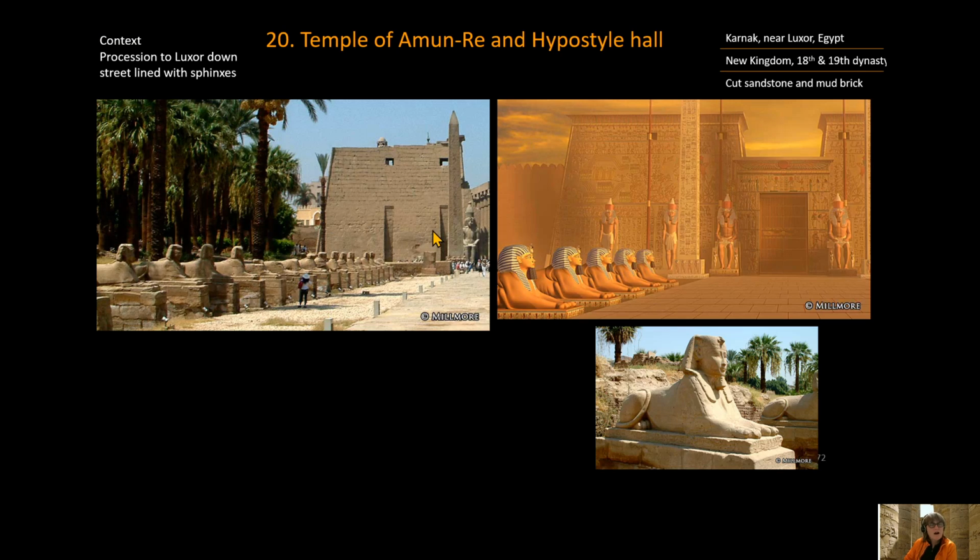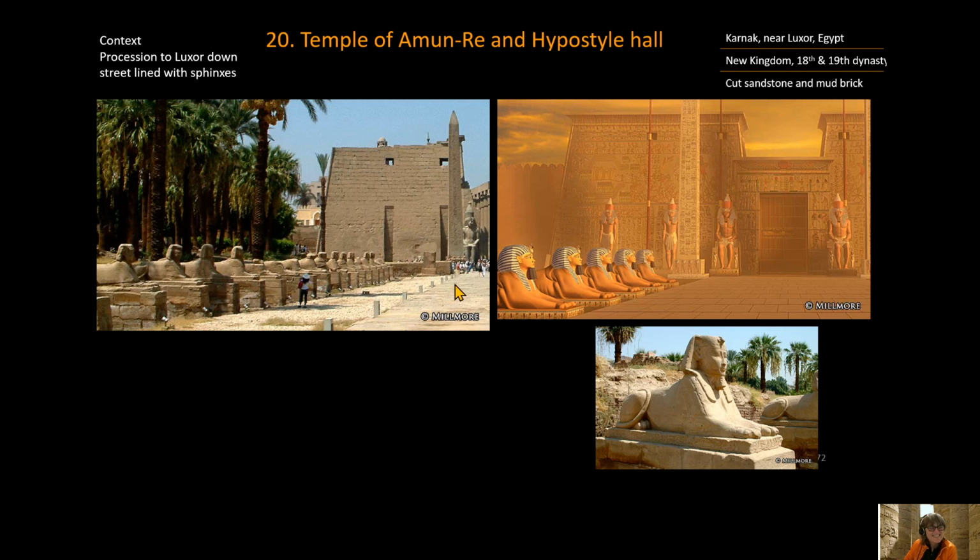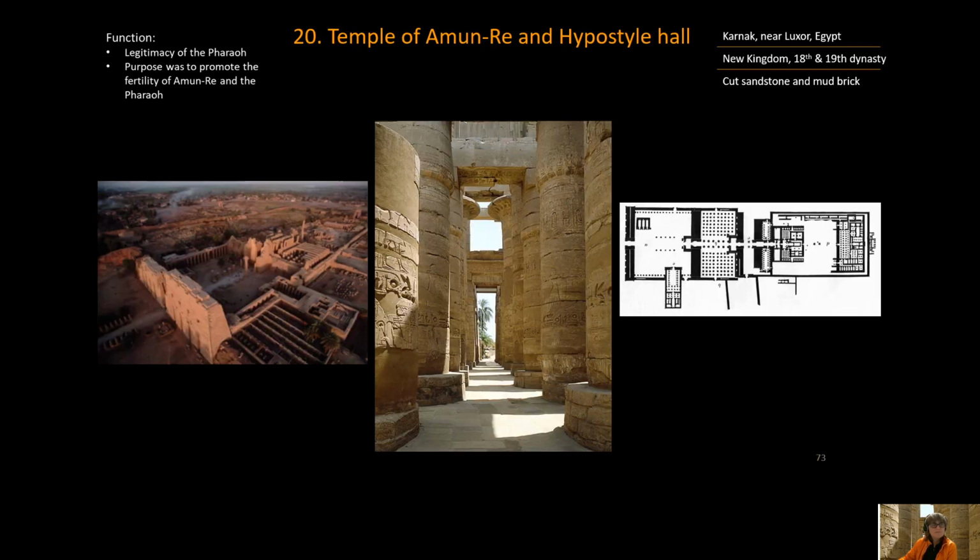So here is more context telling us about that Opet festival. This is where the procession would take place down the, what did I call it? The Avenue of Sphinxes. So look at all these sphinxes. Oh my God! And here's one close up for you. And here's what they would have looked like painted up back in the day. And so processional down this Avenue of Sphinxes. It's 2 kilometers from the Temple of Amun-Re to where they're headed in Luxor.